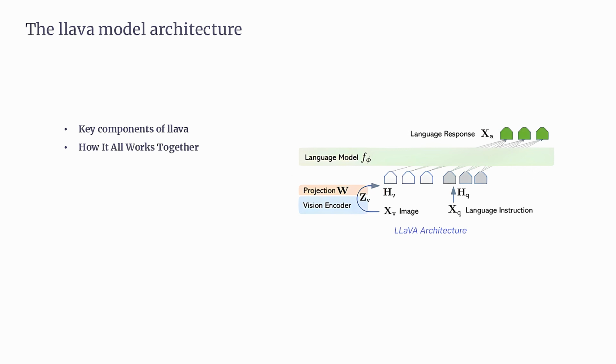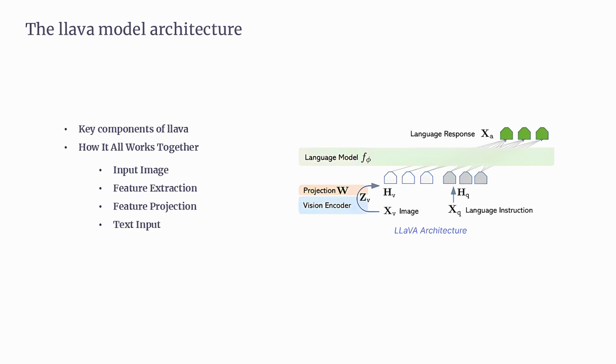The second, how it all works together. 1. Input image. The system starts with an input image, which is passed to the vision encoder. 2. Feature extraction. The vision encoder processes the image and extracts key visual features. 3. Feature projection. These visual features are then passed through the projection layer, where they are converted into a form that the language model can understand.